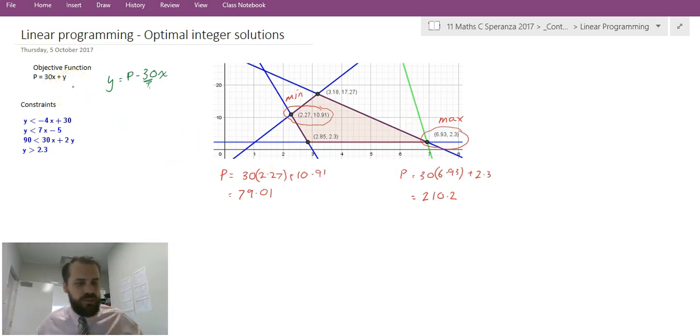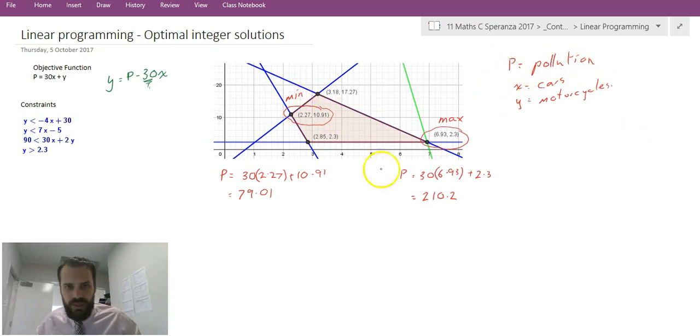Well, let's put some context on this. The objective function, let's make p equal to pollution. And let's make x equal to cars, and let's make y equal to motorcycles. So you're a delivery company, you use cars and you use motorcycles to deliver things, and you want to minimize the amount of pollution that you're creating. These were your constraints. Here is obviously where your minimum value is. So the final answer, you should use 2.27 cars and 10.91 motorcycles.